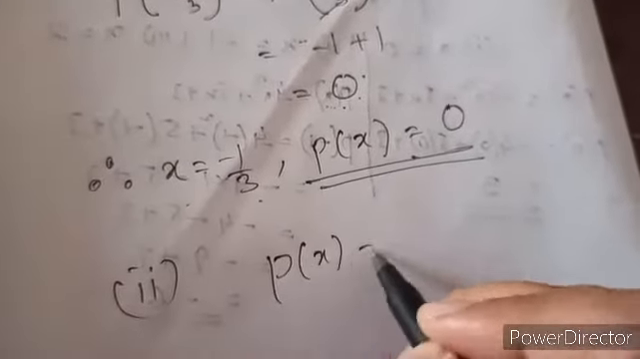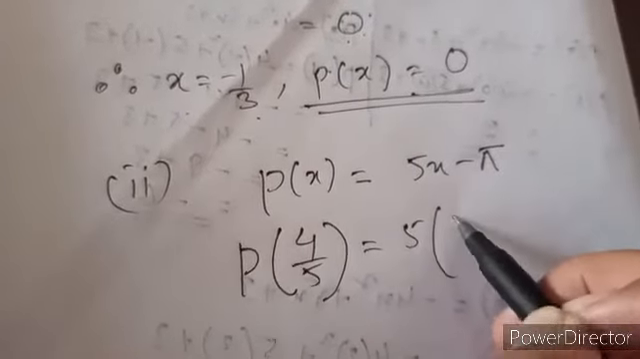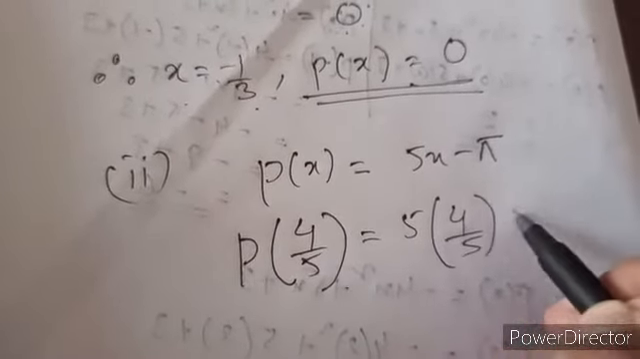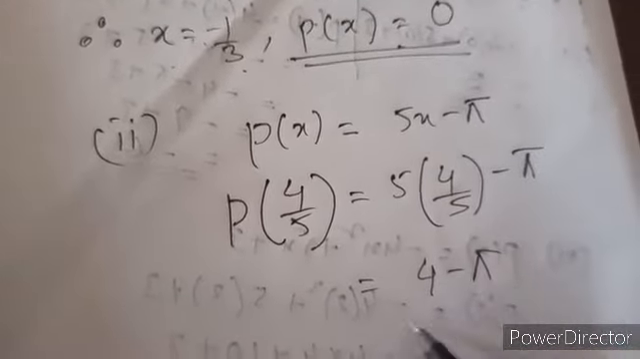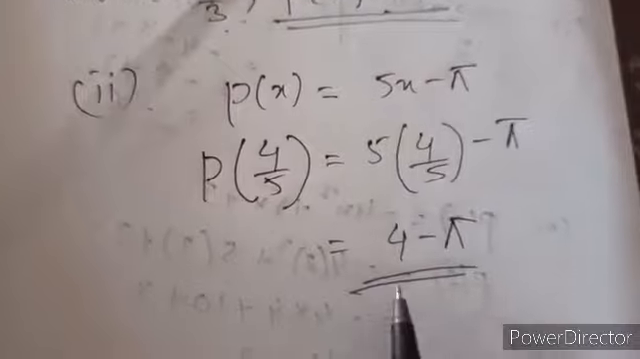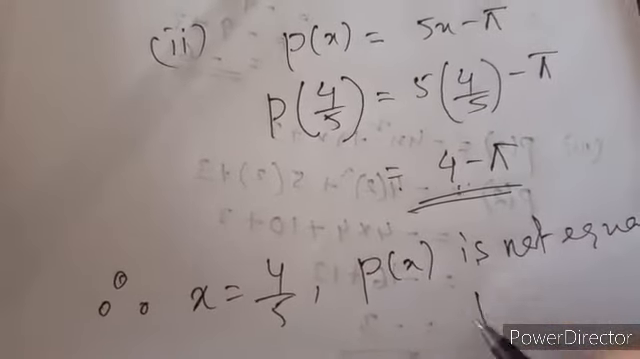Again, now your second polynomial is 5x minus pi. And in place of x, now it is 4 by 5. Now if you put the value of x as 4 by 5 in 5x minus pi, if you see here, now your resultant output is not 0, isn't it? Is it 0? No, the answer is coming to be what? 4 minus pi. Therefore I can conclude that at x equal to 4 by 5, p of x is not equal to 0.